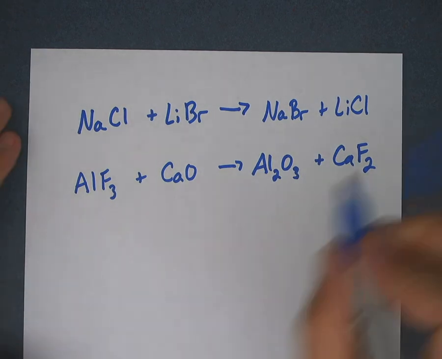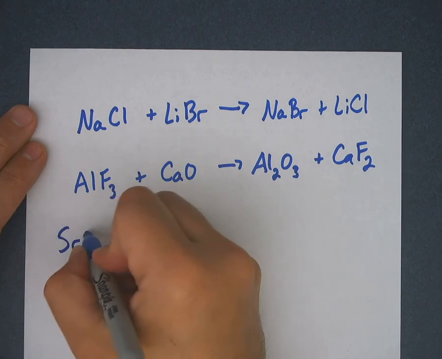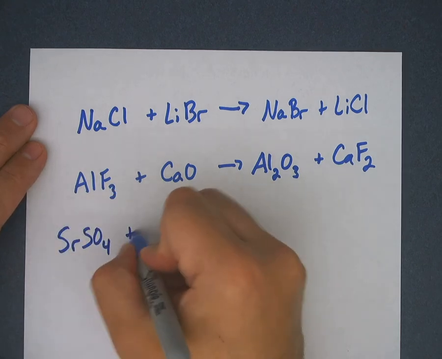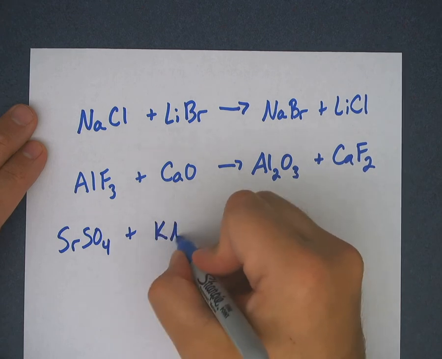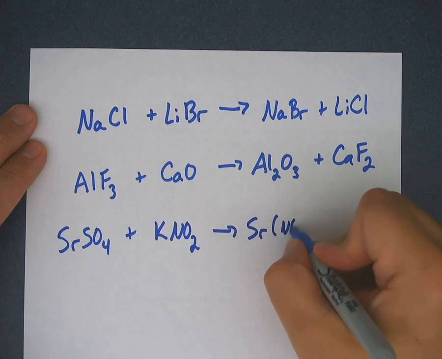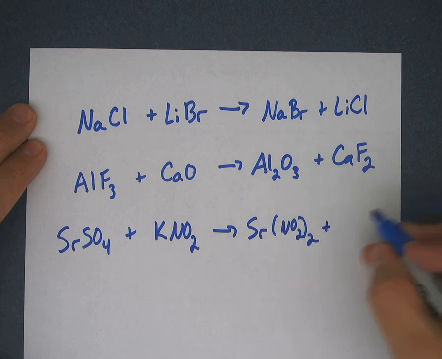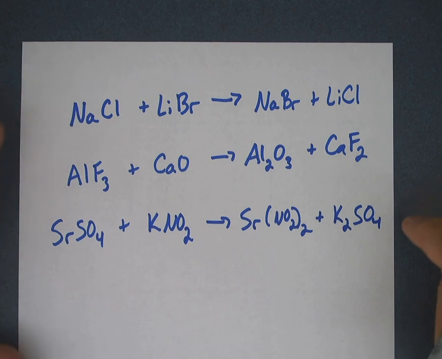Okay, and it can happen with polyatomic ions. So if you had, I don't know, strontium sulfate, and it was combining with potassium nitrite, you might get strontium nitrite. I know I got some little parentheses because of crisscrossing going on, and potassium sulfate. All right, and again, there's some numbers. So two things can switch places.